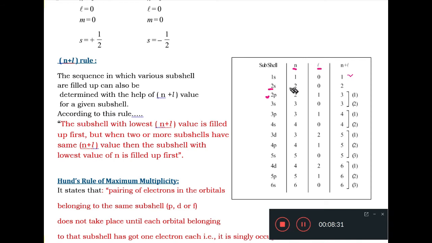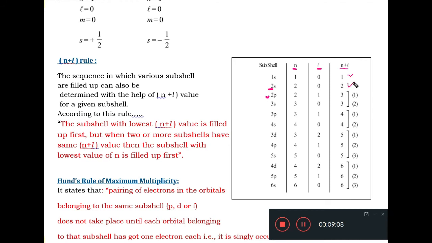Now for 2s, the value of n is 2 and l is 0. The n plus l value is 2. So electron first fills 1s, then after that electron goes to 2s. We can say that the value of n plus l is the order of energy. Means, as we know, electron will go first to that subshell which has lower energy, or in other words, we can say electron fills that subshell first which has lower value of n plus l.